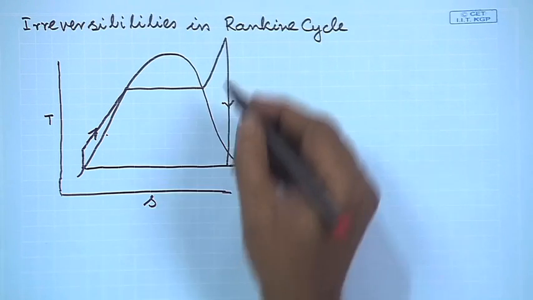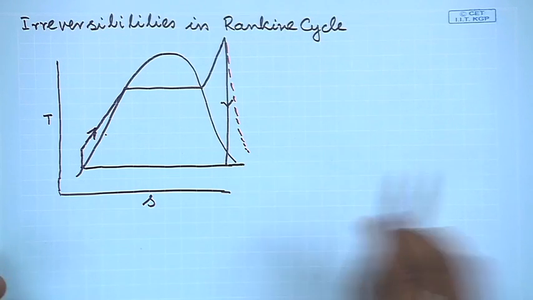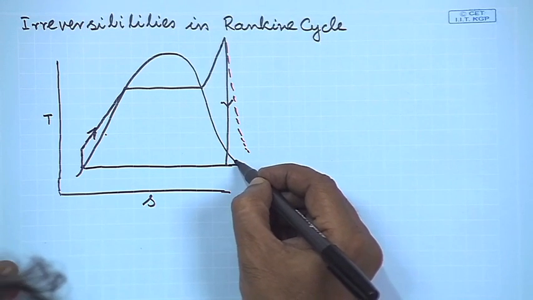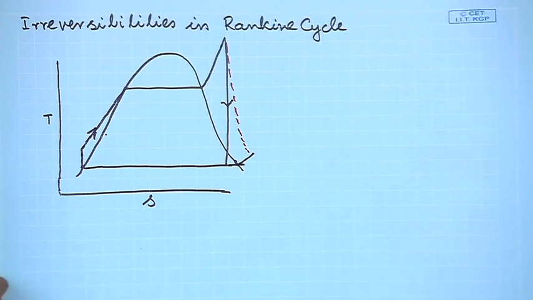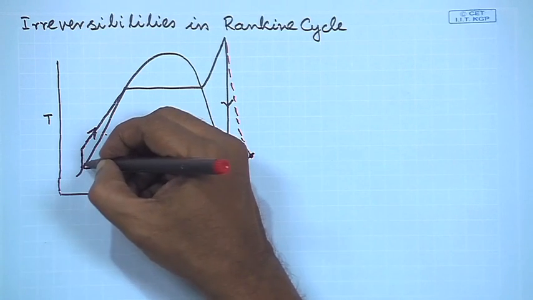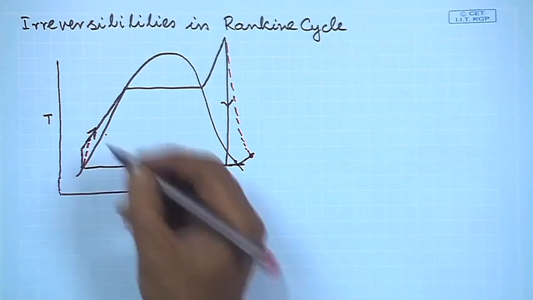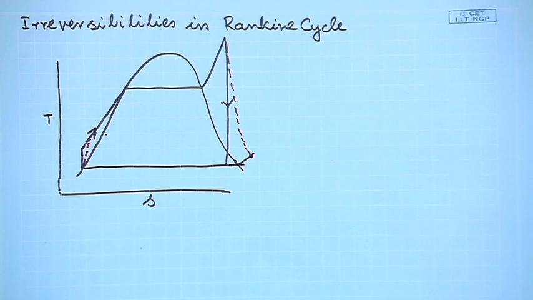So, in the case of the turbine, there will be some sort of loss, and due to the loss, the exit of the turbine will move somewhere over here. In the pump also there will be a certain amount of loss, and the exit point of the pump will move somewhere over here. Now, these two losses are generally considered by introducing an isentropic efficiency for both the pump and the turbine.